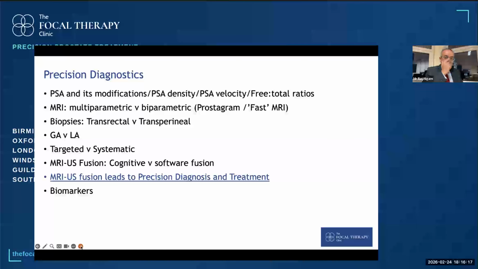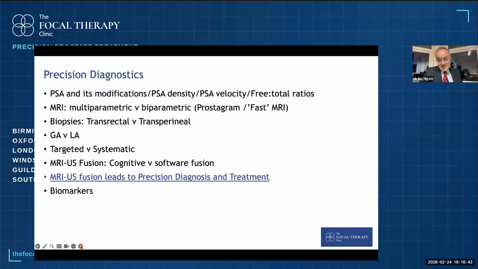So what is precision diagnostics? We all know about PSA and its several modifications over the years. People look at PSA density, which is basically related to what your level of PSA is to the volume of the prostate, i.e. how big the prostate is. And one can imagine if you've got a big prostate, you're going to have more PSA production and so on. So you have to correlate both of those parameters and come out with what the PSA density is.